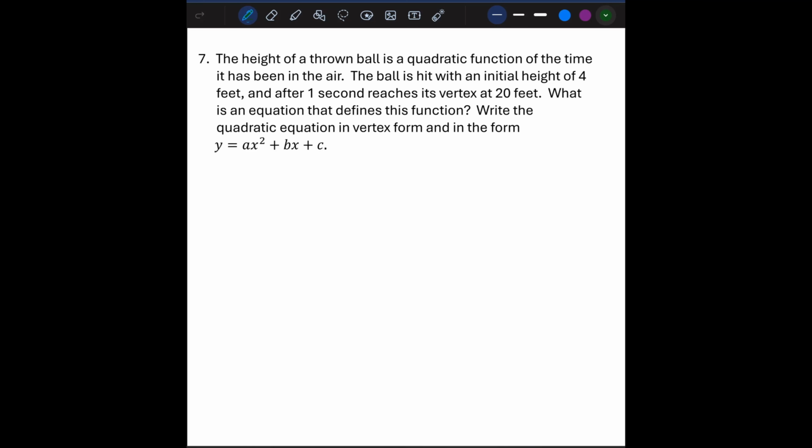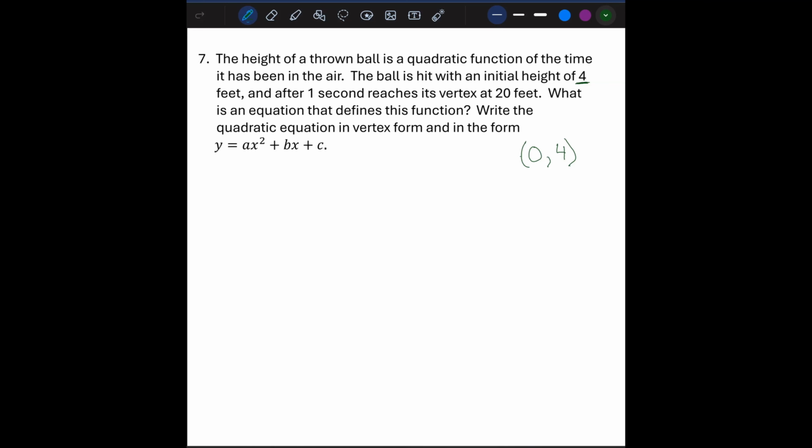So first things first, we're going to have our vertex, and we're going to have another point in order to write the graph. And we'd like to have a, but we don't know what a is. So it says that my ball is hit with an initial height of 4 feet. That means it's 4 feet up where my ball is hit. So obviously there's a person holding the ball. That would represent before my ball was hit. Therefore, that's my y-intercept. So no time has passed. All right. And it's at a height of 4 feet.